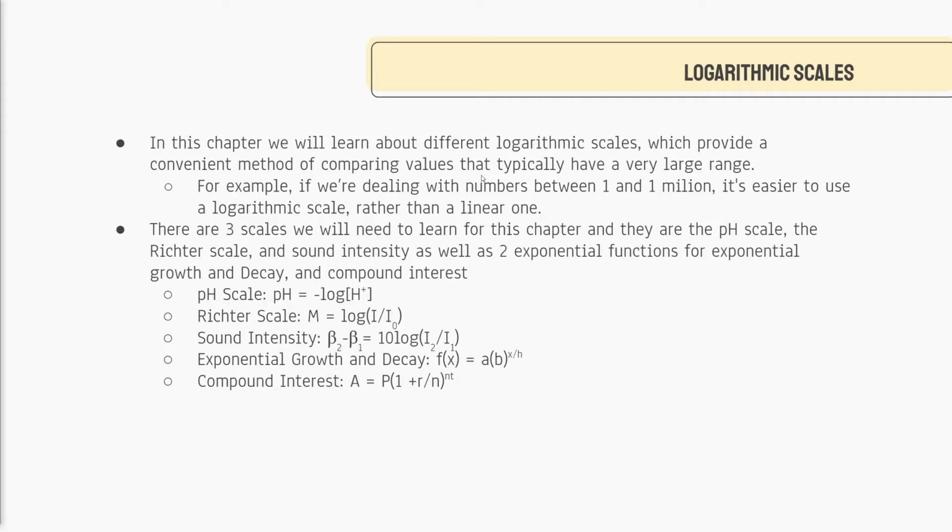There are 3 scales that we need to learn for this chapter that are perfectly logarithmic scales. Those are the pH scale, the Richter scale, and the sound intensity scale. However, we will also discuss 2 exponential functions, which are the exponential growth and decay function, as well as compound interest. The reason why these 2 are included is because they still may require us to use logarithms to solve them. Plus, it's something you will still have to learn within the textbook.